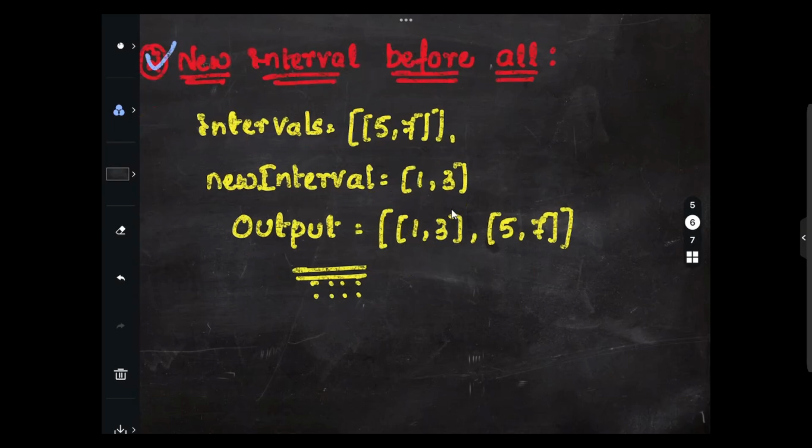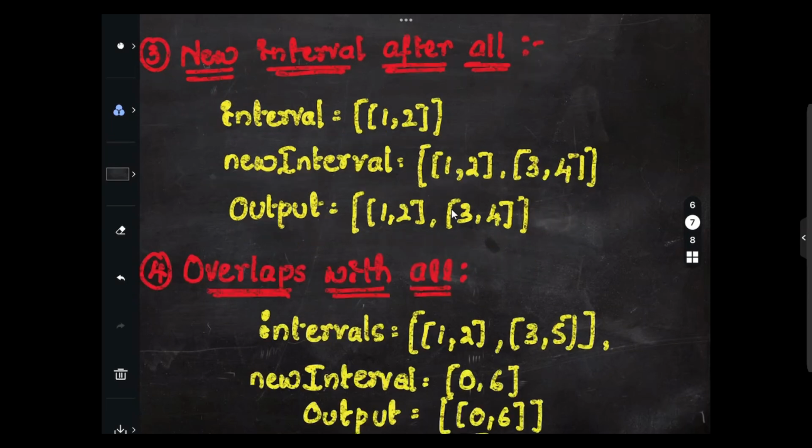Let's move on with the second edge case here: new interval before all. Here we have [5, 7] and [1, 3]. So we have the new interval before all, right? We will be putting this one first, and [1, 3], [5, 7] will be the answer. In this case, no overlap is found, so we will add the new interval before.